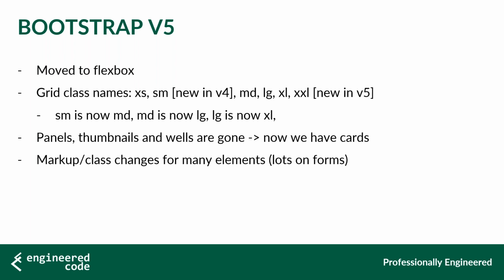In terms of the markup itself, panels, thumbnails, and wells, which were all popular components in Bootstrap version 3, are all gone. They've been replaced by a new component type called a card. That's another one of those significant changes, where if you're using panels, those all have to be replaced with new markup for cards.